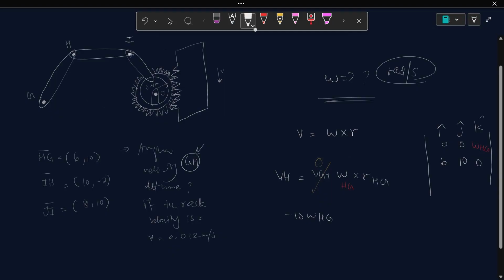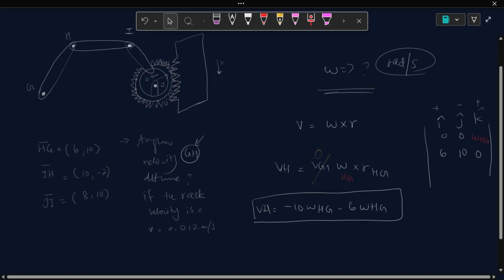Next, you're going to put a negative, because remember, positive, negative, positive. Next you cross out your j row and j column. Once you cross out all of them, you're going to have a 0, and then a negative this times this. So you have negative 6 wHG. That is your equation for this one, and the last one you don't have to do, because that is basically going to give you a 0. So that's what you have for the velocity at H, vH.